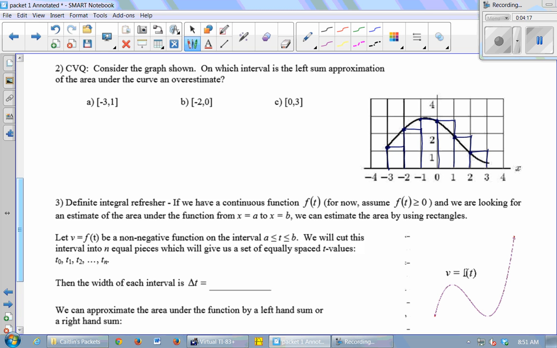All right, so where in this graph, what interval of x values are those rectangles overestimating the area under the curve? 0 to 3. Yep, 0 to 3. Okay. So the reason that those are an overestimate is because this function is decreasing. When the function was increasing, the left-hand sums were underestimates.